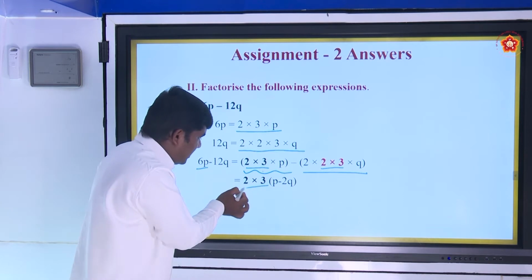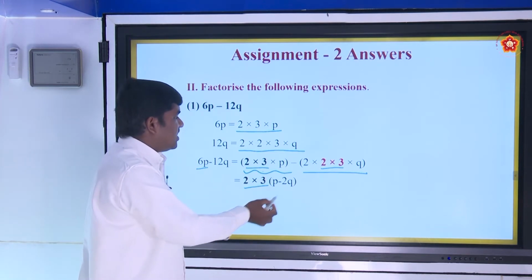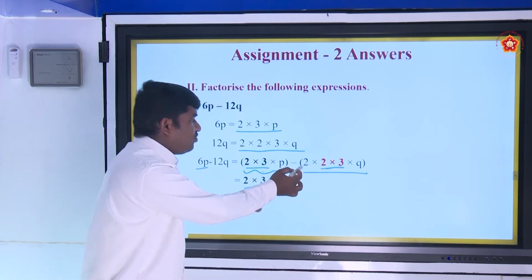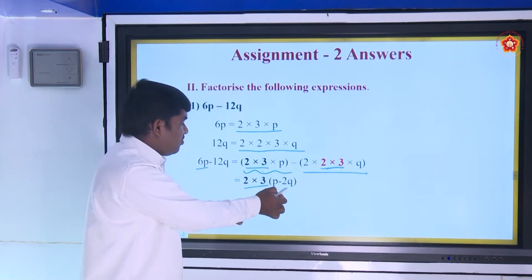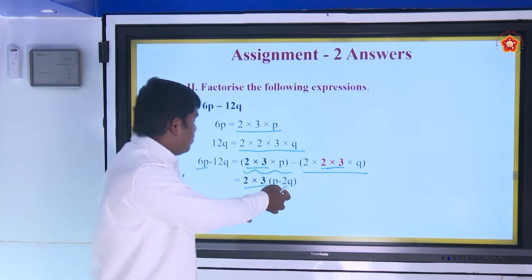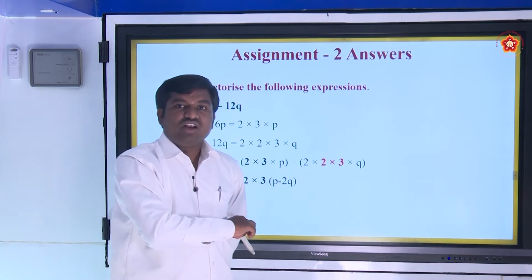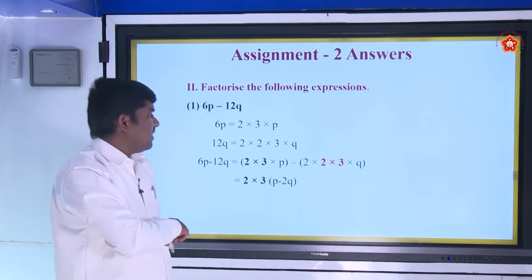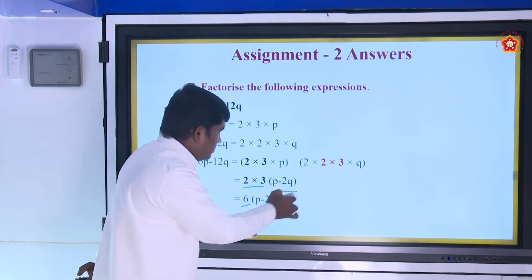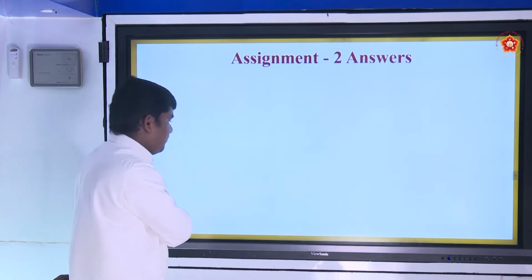So 2 into 3. If you take out 2 into 3, what is remaining here? p. Next, minus. Then if you take out 2 and 3, what is remaining? 2 into q, 2q. So 2 into 3 into p minus 2q. Observe how we take out common factors. 2 into 3, 6. 6 into p minus 2q, right? Same. This is the answer.